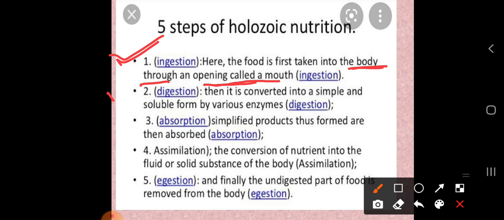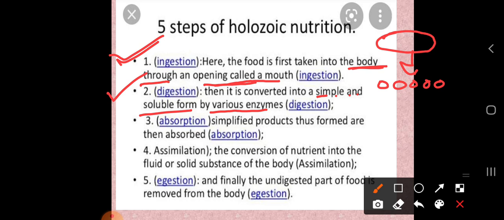The next step is digestion. Then what happens? After taking this food, it is converted into simple and soluble form by various enzymes. If you take food which is very solid in nature, then we have to cut it into smaller pieces. Only then is it possible to digest it in our body. So what is digestion? The food is converted into simple and soluble form.